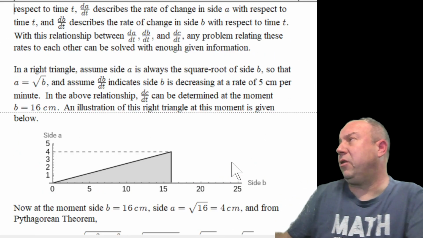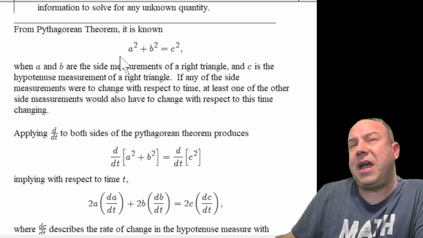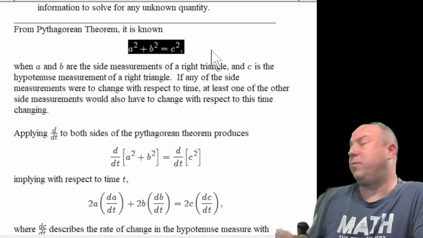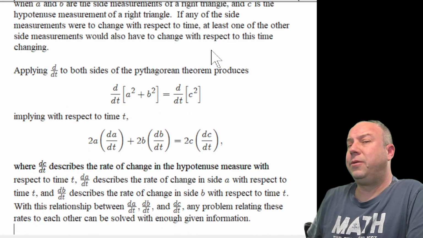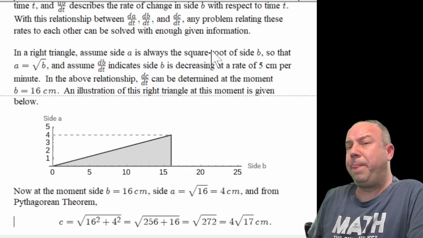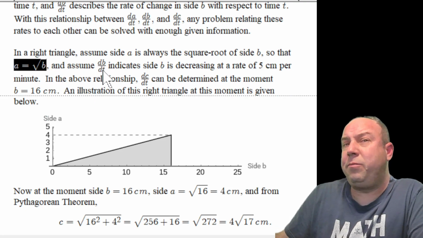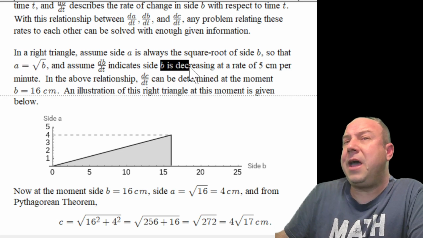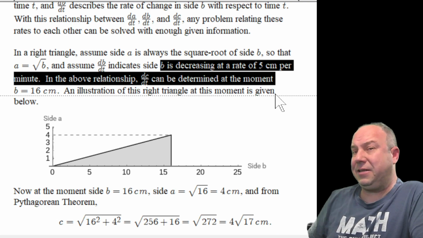We know that we were dealing with a right triangle here, where from Pythagorean theorem, a squared plus b squared must be equal to c squared. We were also told that side A is always equal to the square root of B, and that side B was decreasing at a rate of 5 centimeters per minute.